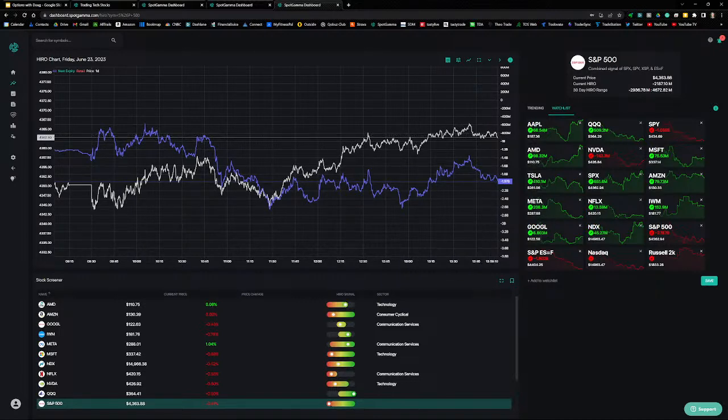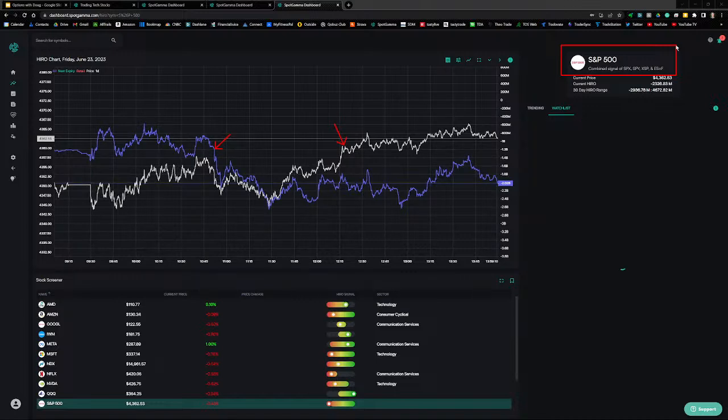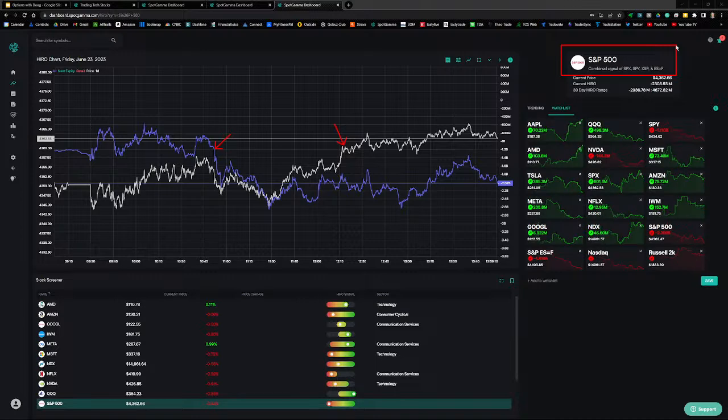What this chart is showing is price with a white line for SPX, and then the hedging flow, options trades and hedging flow for a combined signal: SPX, SPY, XSP, and ES. So combining options trades and market maker hedging flow for all those instruments into one signal for SPX. And so far today, this is net negative.